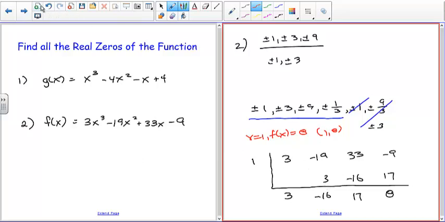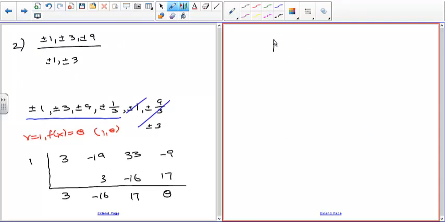Okay, so that didn't work. Let's try the next one. Let's try negative 1. So we have 3, negative 19, 33, negative 9. Now one thing about this is the y value is not too big. It's only 8. So that would make me think that maybe negative 1 or positive 3, which are the two possibilities close to that, might be a choice. So if negative 1 doesn't work, then we'll try positive 3, or I guess a third could possibly work. So we'll start with the integers.